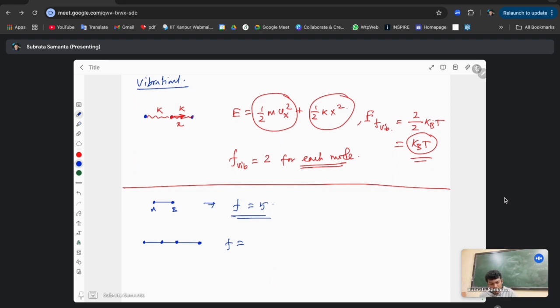It's not 15, because the translational is 3, right? And rotational is again 2. But now this mode can vibrate and this mode can vibrate. So for this mode it is 2, for this mode it is 2. These are the vibrational modes, these are the rotational modes, this is the translation. So once you fix the translations, now they can rotate or vibrate. In this way you can compute the degrees of freedom, right?